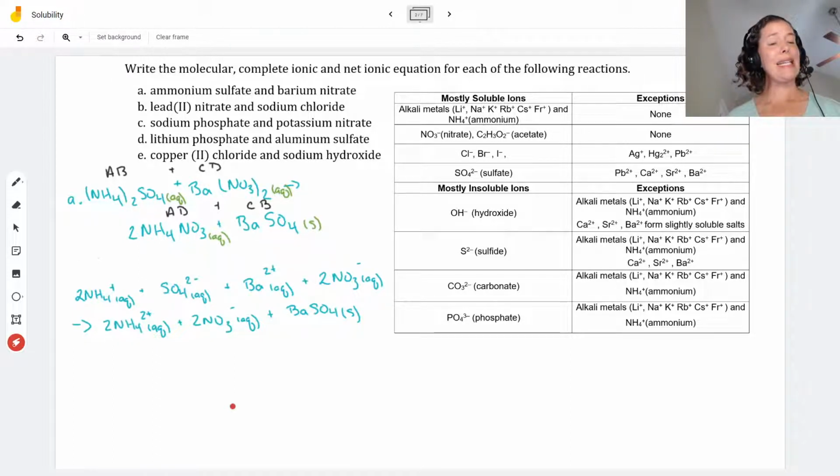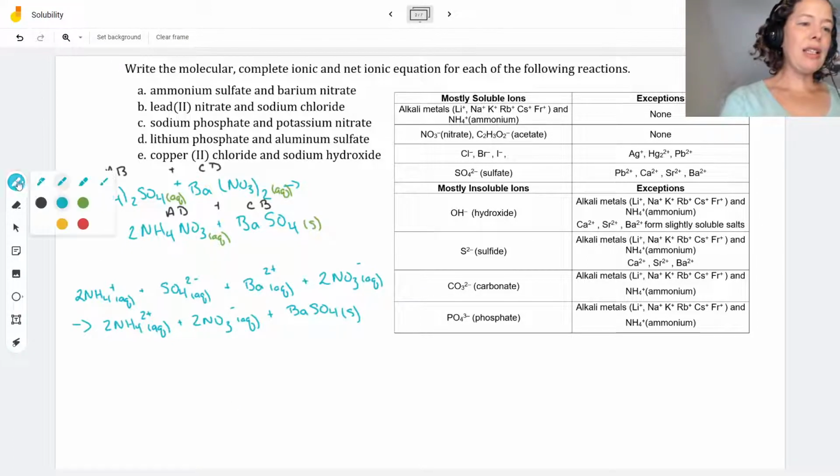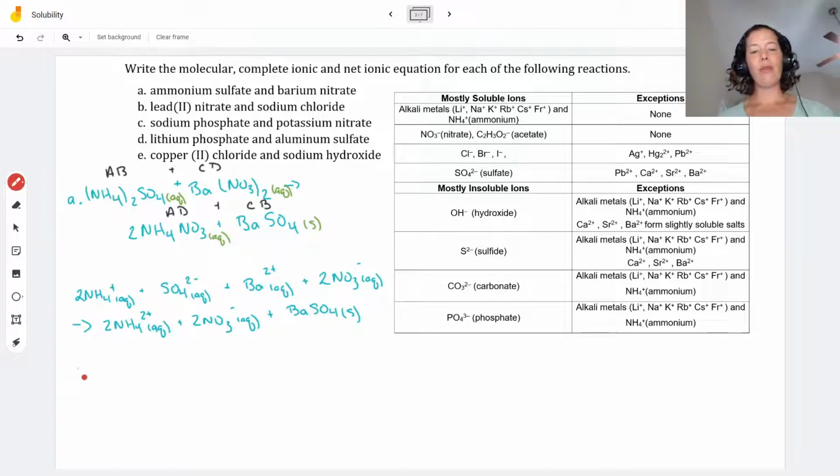Okay, so back to our complete ionic equation. To go from complete ionic to net ionic equation, we want to get rid of what are called spectator ions. Spectator ions are just ions that you find on the reactant side and the product side. They haven't done anything. They've remained exactly the same. So we have several spectator ions, and I'm going to cross these out in red. I am going to literally cross out anything that is the same on the reactant side and the product side. Now it has to be exactly the same.